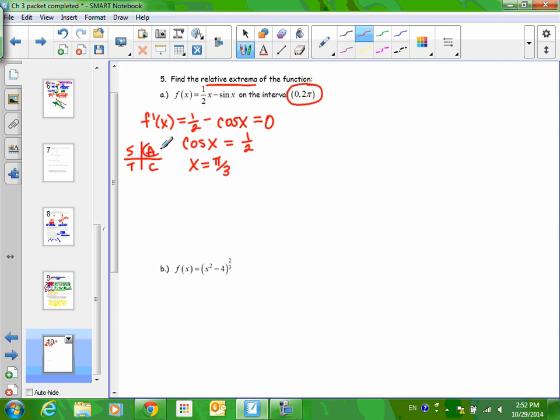So what you did is you picked the one in the first quadrant. Where else is cosine positive 1/2? Yeah, the fourth quadrant, so I'm going to cross those out. That's where cosine's negative. So the other one is 5 pi over 3.